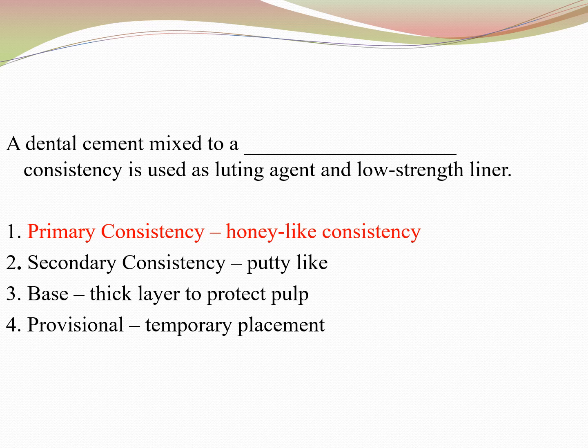it may have some fluoride releasing agent. Secondary consistency right here, that's going to be more putty, thicker, and a lot of times they will use that as a heavier duty, stronger base liner or a base to protect the pulp, like is mentioned here. So the base may be very thick, mixed in a secondary putty-like consistency. And a provisional restoration basically means that's something that is temporary. It's not put there on a permanent basis.